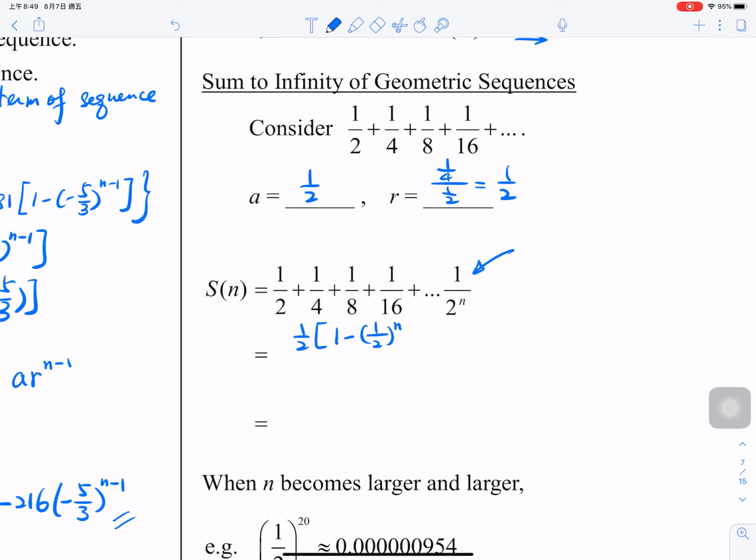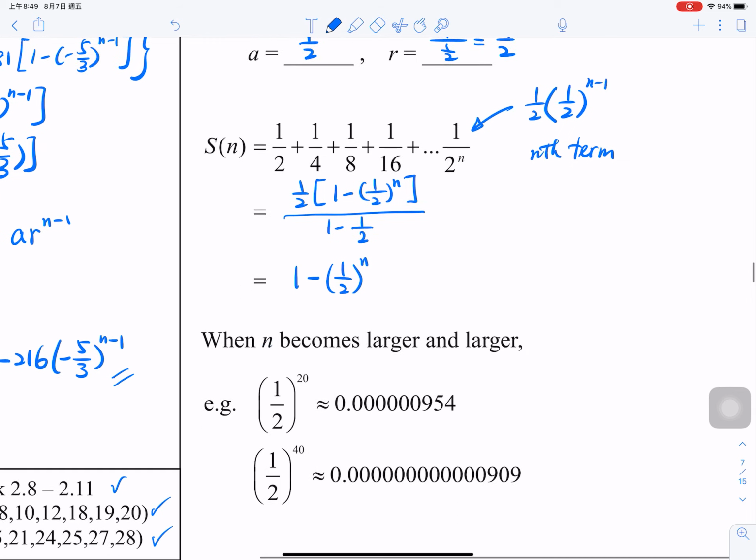You found that this means the first term times the common ratio to the power n minus 1. So this one is the nth term, then over 1 minus 1 over 2. 1 over 2 cancels 1 over 2. So at the end, you get 1 minus 1 over 2 to the power n.